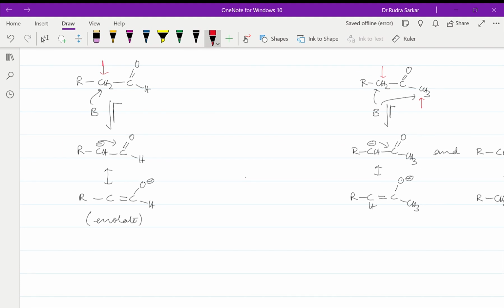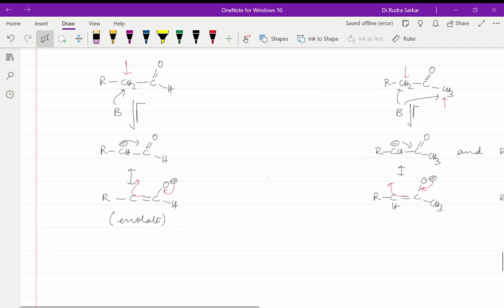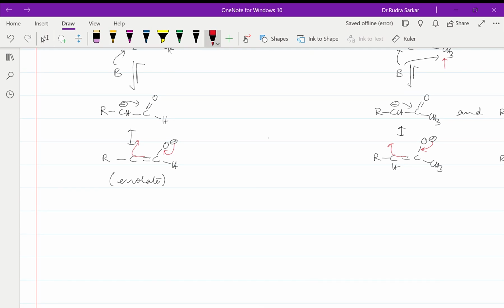Now, all these enolates formed over here, they can be nucleophilic at the alpha carbon. So this can be nucleophilic from this carbon. When this comes back, it can be nucleophilic from that carbon. When that comes back, nucleophilic from that carbon. So we will say all enolates are nucleophilic from alpha carbon.